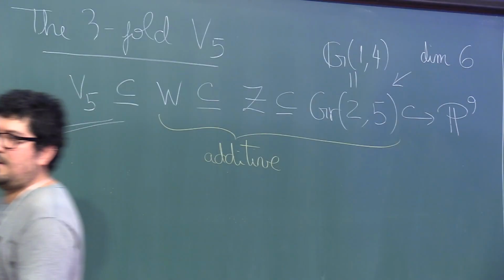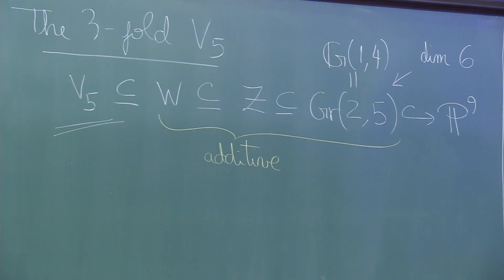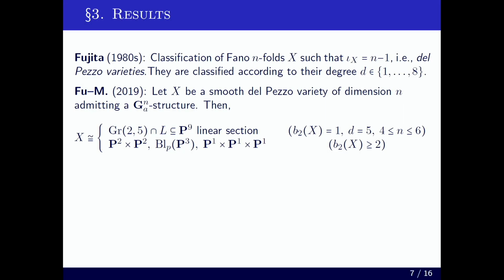And this one is not, as I already told you. And if the Picard rank is 2 or higher, then it's also very explicit. It's a product of P2, some blow up, some product of P1. It's very explicit.